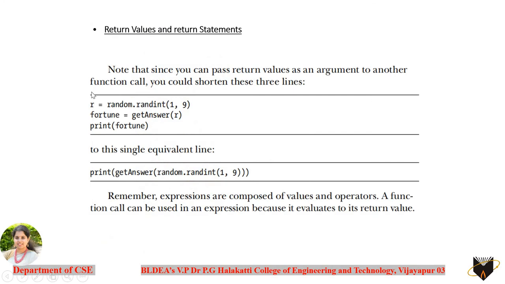So the same example, where you have generated a random number and stored it in a variable r, and then you are passing this r into the function parameter, that is the get answer function parameter r. Then you are calling it into a new variable as fortune, and then you are printing this value. So all these three lines can be clubbed into a single line in this way. Print, call this function directly, get answer, and use this statement directly as a parameter into the get answer function. This way can also be used instead of writing it differently.